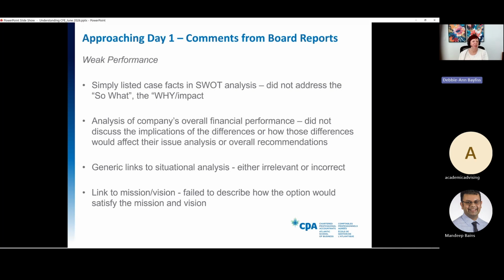When they attempted to integrate some of those key factors from their situational analysis into their pros and cons for the strategic options, they were very generic or they weren't appropriate. Even when they talked about whether implementing that option was aligned with the mission and vision, they just said it was aligned. They didn't describe how implementing that option would satisfy the mission or vision.